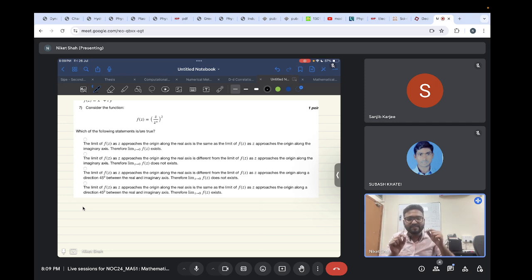When I'm checking the limit as z approaches 0 along the real axis, z is simply x, there is no y, and that x is tending to 0. The other limit is where z is equal to just iy, where y is tending to 0. What I want to see is that in both these limits, the value of the function f of z comes out to be the same. That's the claim of the first statement. In both these situations, f of z should turn out to be the same. Then the first statement stands correct, and that also tells you that the limit as z tends to 0 exists, right?